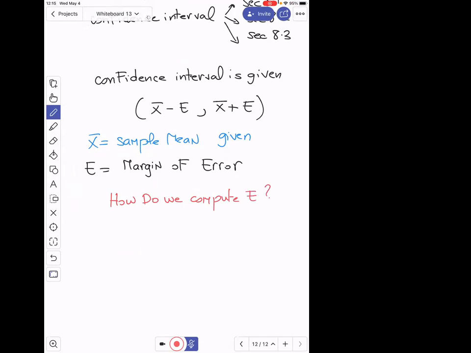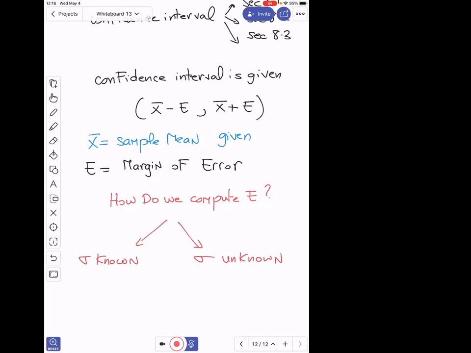Okay, so then there are two cases. First case, this is when sigma is known or given. And the second case, this is when sigma is unknown. Sigma, that's the population standard deviation, right? What I mean by known is it's given in the problem.